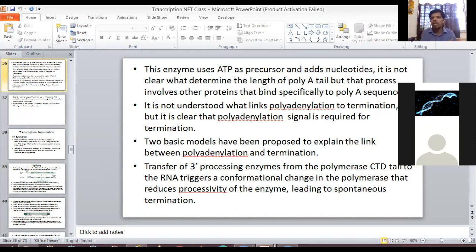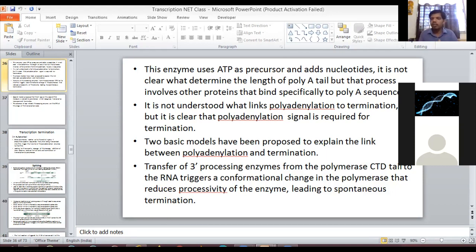polymerase, and RNA polymerase will be removed from the DNA. Still this process is not fully known, but there are certain hypotheses. There is a connection or relation between polyadenylation and termination. So the first one is that transfer of 3' processing enzymes from the polymerase will trigger a conformational change in RNA polymerase, which will reduce the processivity of the enzyme, leading to a spontaneous termination. I will repeat this point once again, the transfer of 3' processing enzymes.